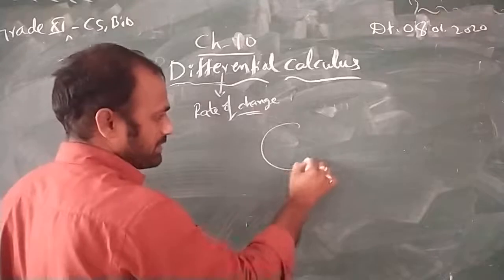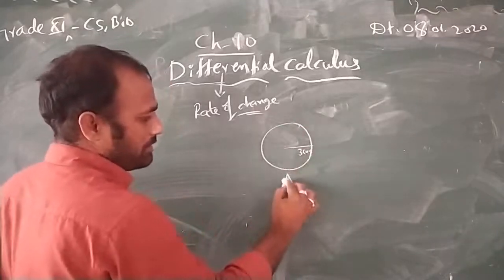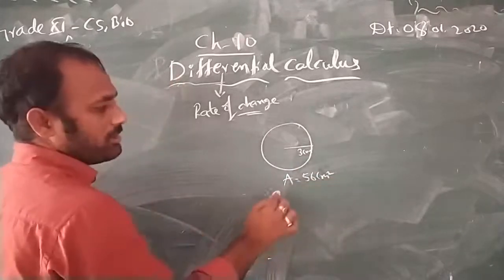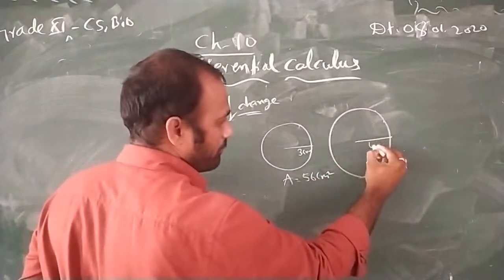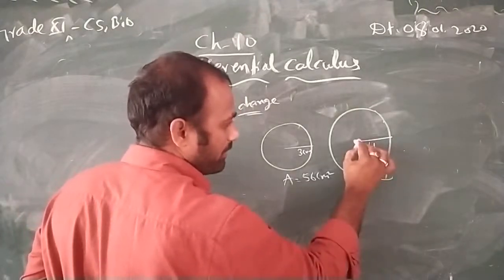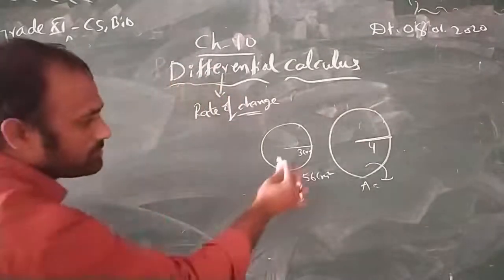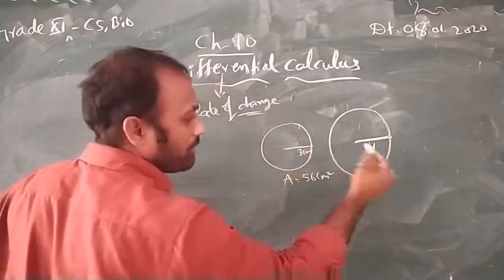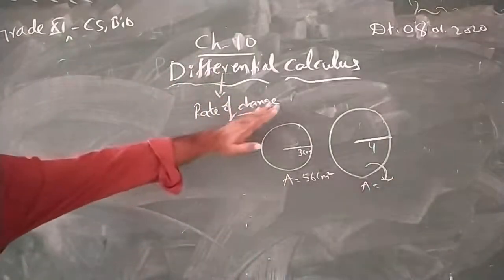To understand better, for example, let us take a circle of radius 3 centimeters. So the area will be something around 556 centimeters square, let us suppose. If I am increasing the radius of the circle up to 4, what will happen to the area of the circle? This rate of change means if I am changing the radius, what will be the impact on the area? That comes under rate of change.